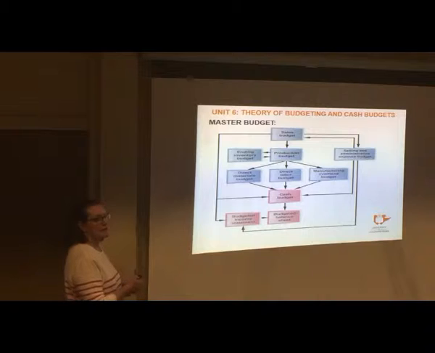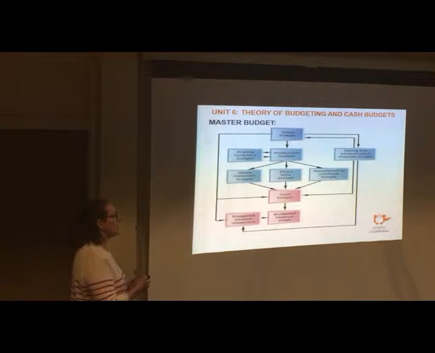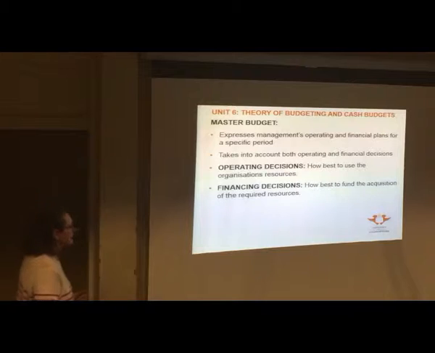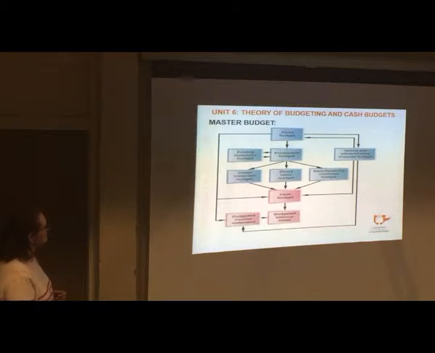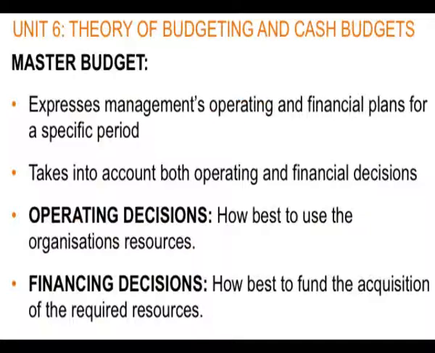Everything begins with the sales budget, and that's where you guys are involved, marketing and retail. You'll be drawing up the sales budget, and from the sales budget, the production budget will be created, and from the sales budget, the cash budget will be created. All right, so the master budget, which I haven't got in this one, is in the next slide. It looks at both operating decisions and financing decisions.